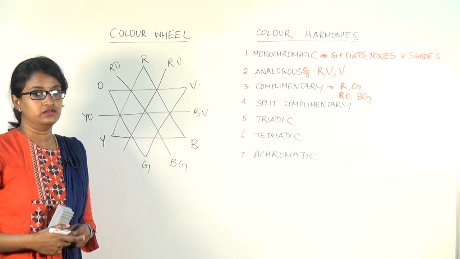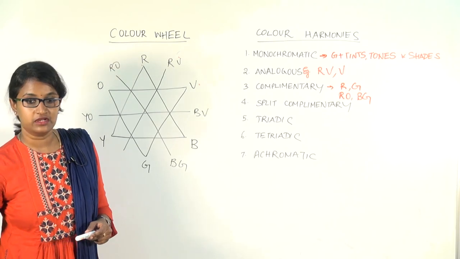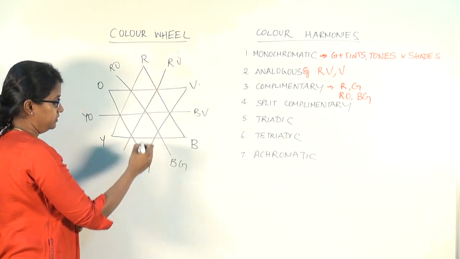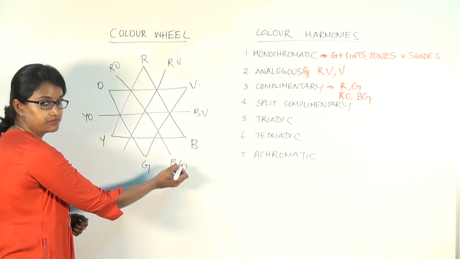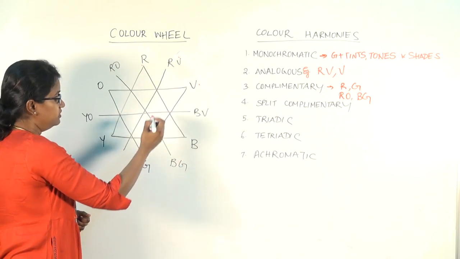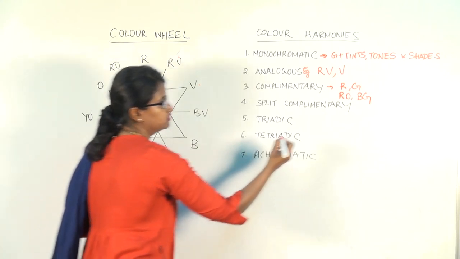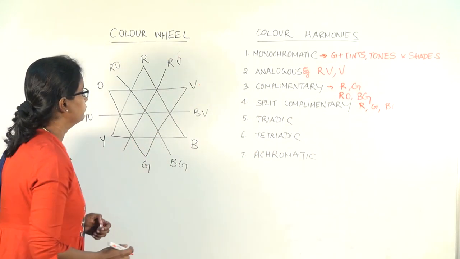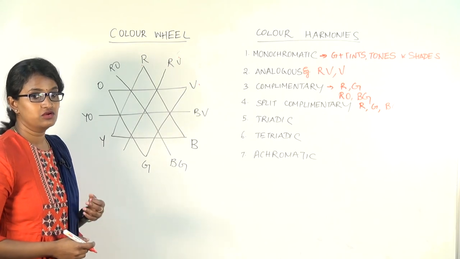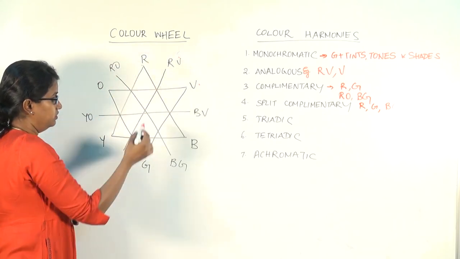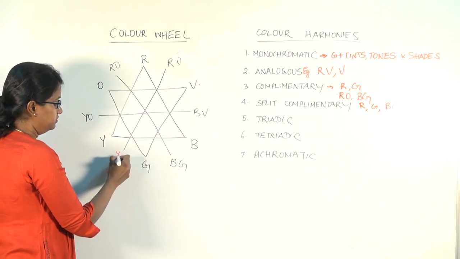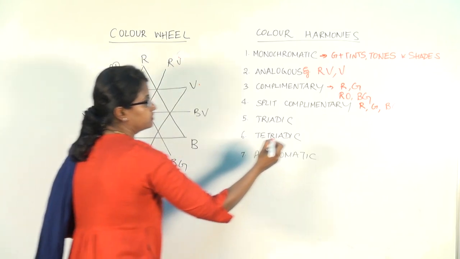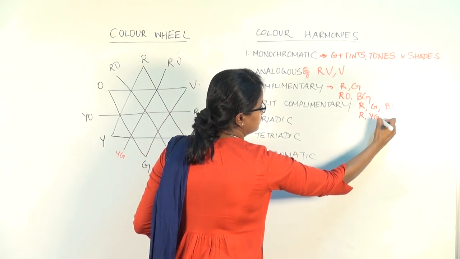Now split complementary colors. Split complementary colors could be any color in the color wheel, its exact opposite and neighbor. So one example could be red, green and blue green. Or split complementary can also be a color and the neighbors of its complement. So it could be red, yellow green and blue green.